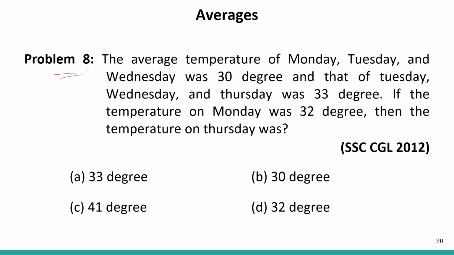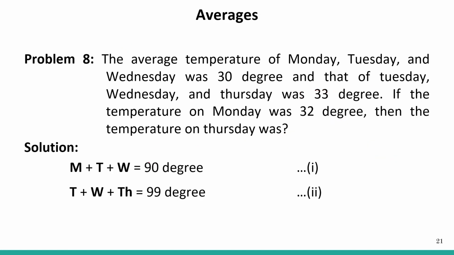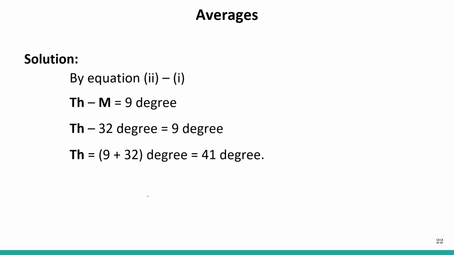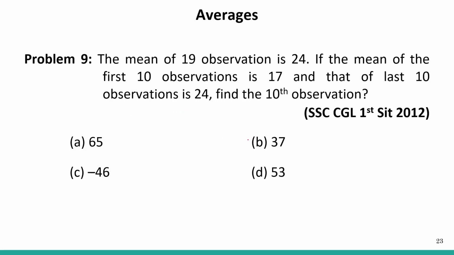So let's see problem number 8. The average temperature of Monday, Tuesday and Wednesday was 30 degrees and that of Tuesday, Wednesday and Thursday was 33 degrees, right? If the temperature on Monday was 32 degrees, then what was the temperature on Thursday? 30 degrees, 32, 41 or 33 degrees. So this question has appeared in SSC CGL 2012 paper. So Monday plus Tuesday plus Wednesday is equal to what? 90 degrees. So Tuesday, Wednesday and Thursday temperature was 99 degrees. So Thursday minus Monday will be what? 9 degrees. Thursday minus 32 will be 9 degrees. So Thursday is equal to 32 plus 9, which is equal to 41 degrees. So 41 degrees will be the correct answer.